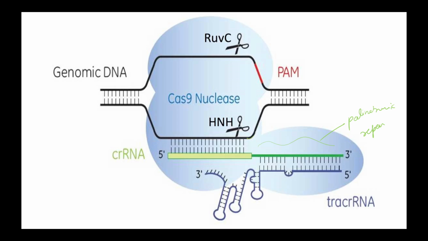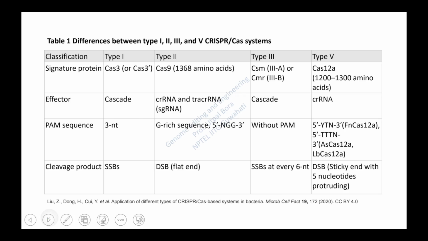And at this particular location, the PAM sequence is located, which is identified, and inside this Cas9 endonuclease, there are two subunits of this nuclease. One is HNH, the histidine and arginine rich domain, and another domain is RuvC, which makes the cut. HNH cuts where the complementary binding is happening, and RuvC makes the cut in the opposite strand.